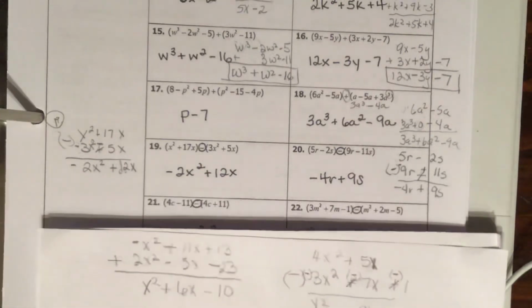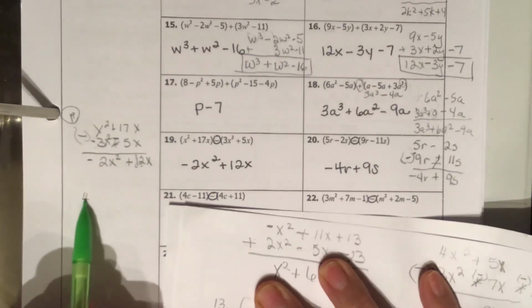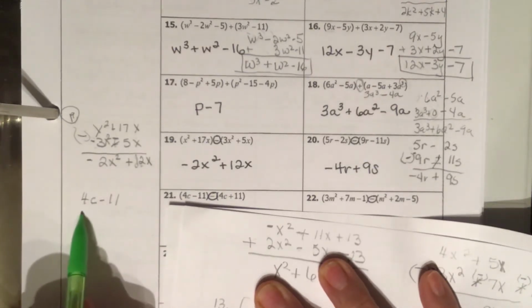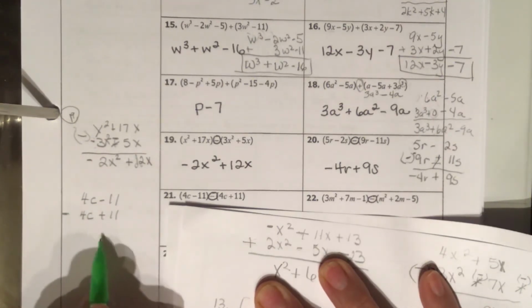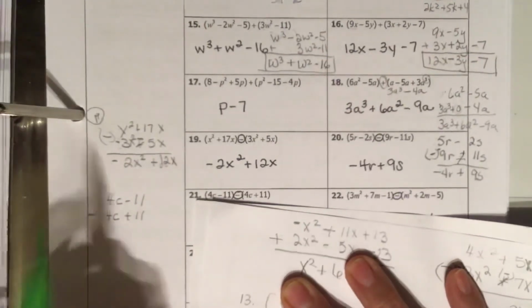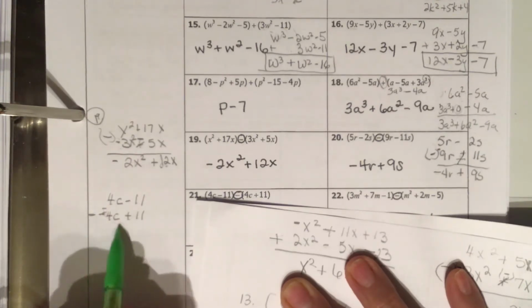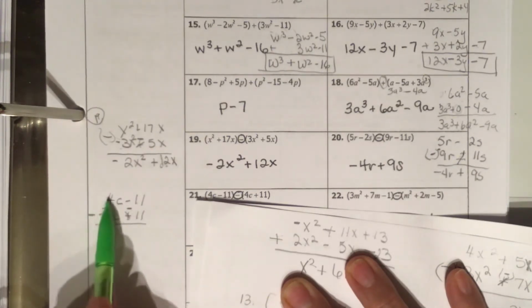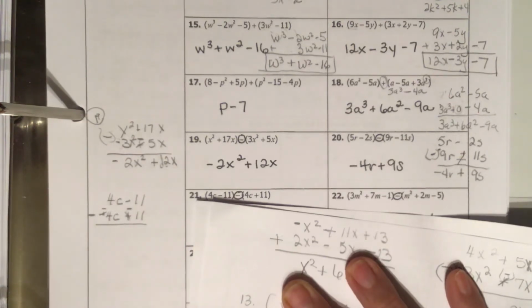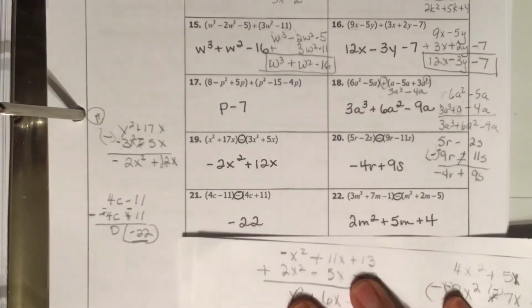Very important, you do them up and down. Let's look at 21. You have 4c minus 11. You have 4c plus 11. But let me show you, you're subtracting, not adding. So what happens when you subtract is you change your sign. This was a positive, it becomes a negative. This is a positive, it becomes a negative. So then you have positive, negative, positive, negative. It's just going to be negative. This becomes a 0, negative 22, and all you have to write is the negative 22.